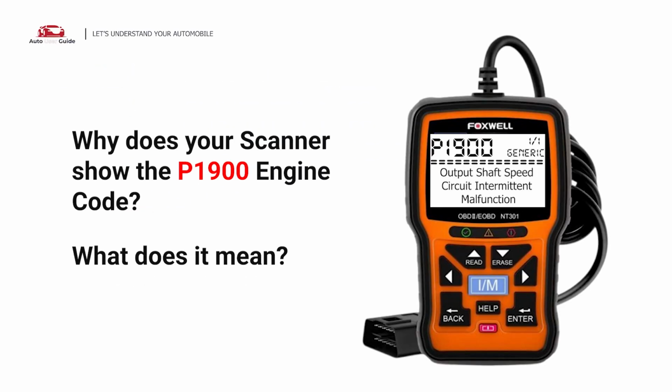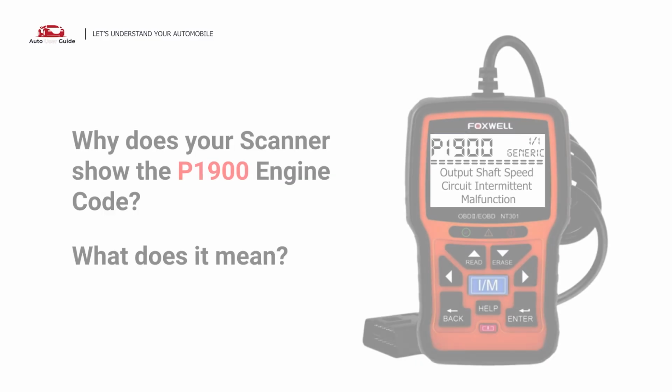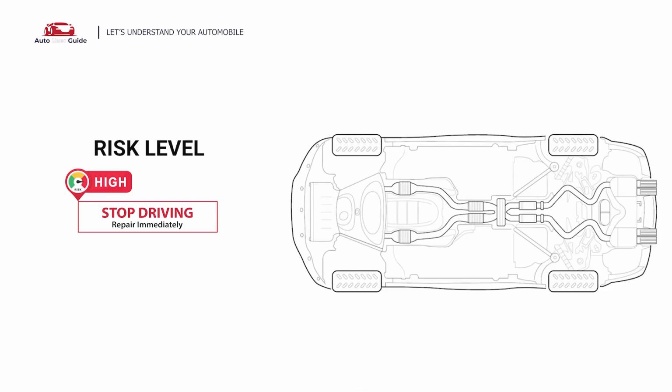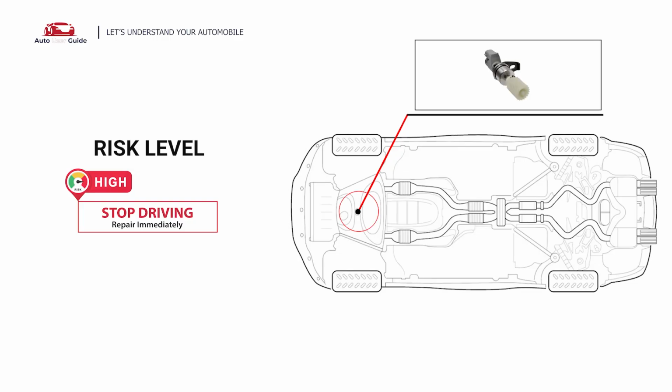Why does your scanner show the P1900 engine code? What does it mean? P1900 is a diagnostic trouble code for output shaft speed circuit intermittent malfunction. This engine code indicates that the signal from the OSS sensor to the PCM is not consistently reliable or is being interrupted. Under this circumstance, stop driving and repair your vehicle immediately.